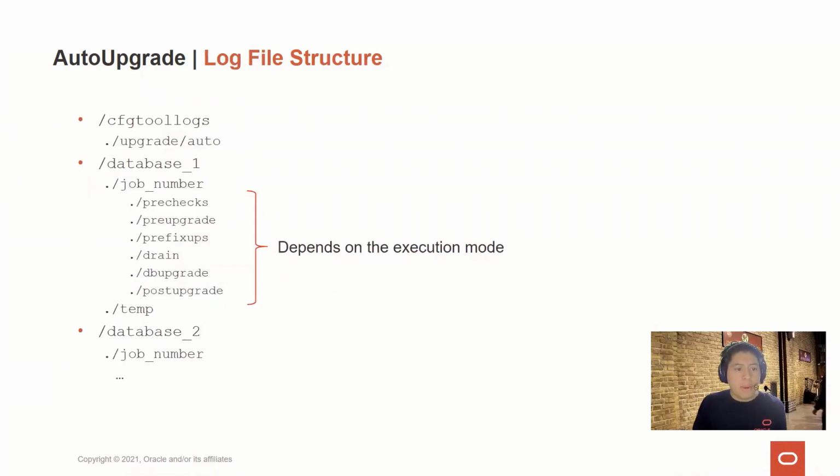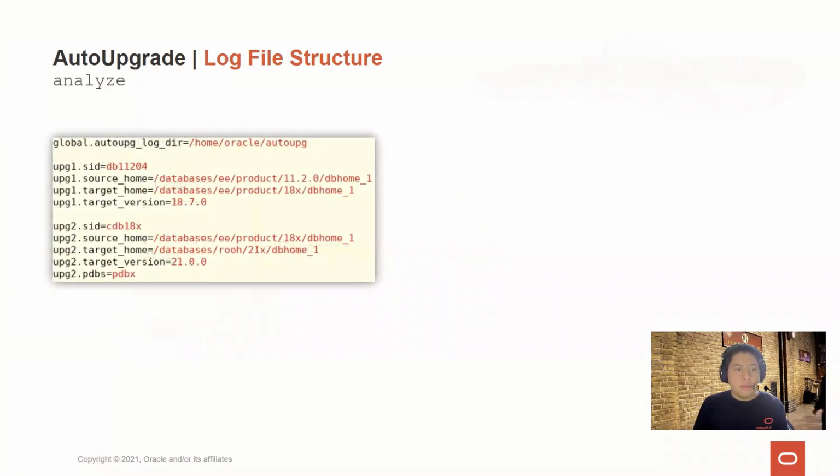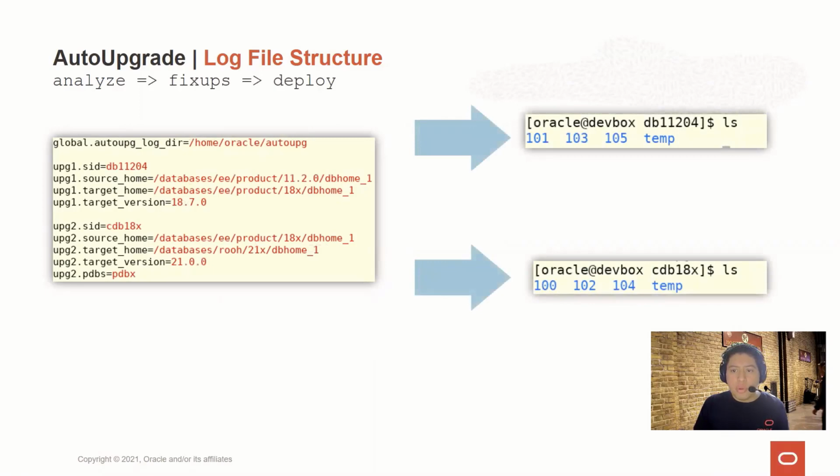We also should keep in mind that with every execution, the job number will increase. This helps us to isolate the log files from previous executions and not mix the content. So this means that for this configuration file, if we run the analyze, then we run the fixups, and then we run a deploy, we will end up having this structure. So we will have 6 folders, one created for every job execution, because we have 2 databases in this configuration file.